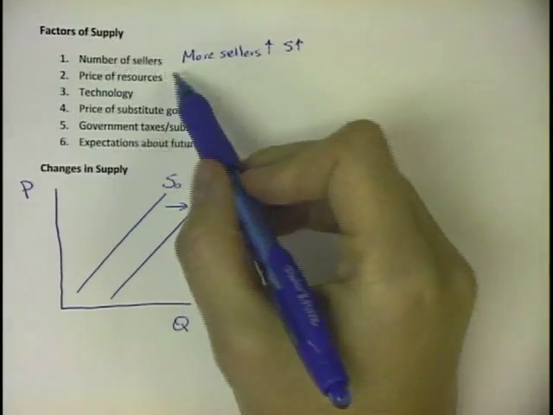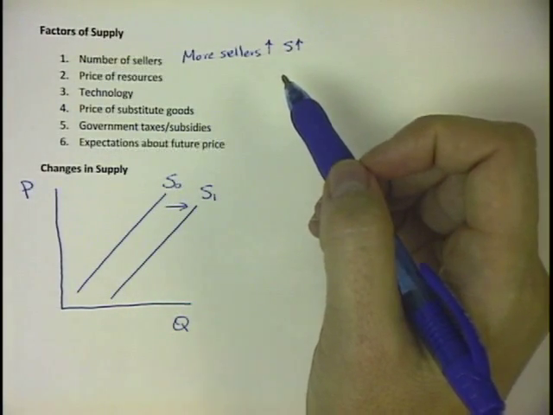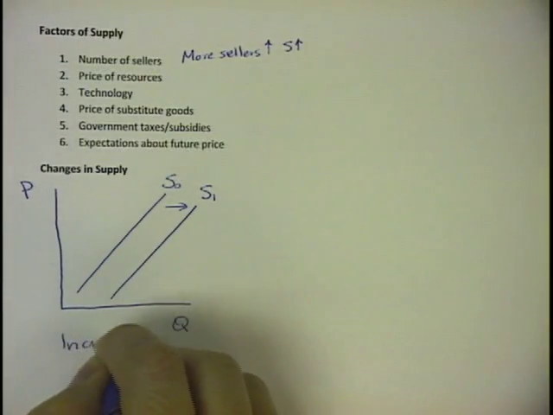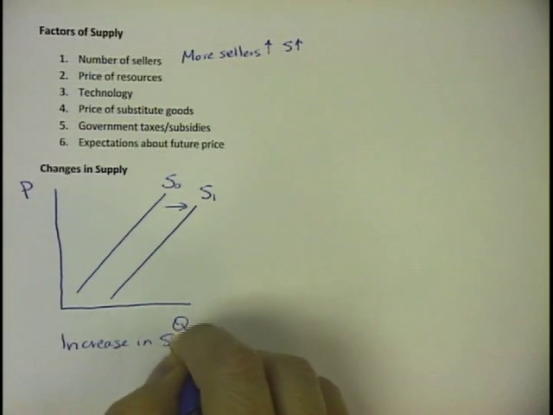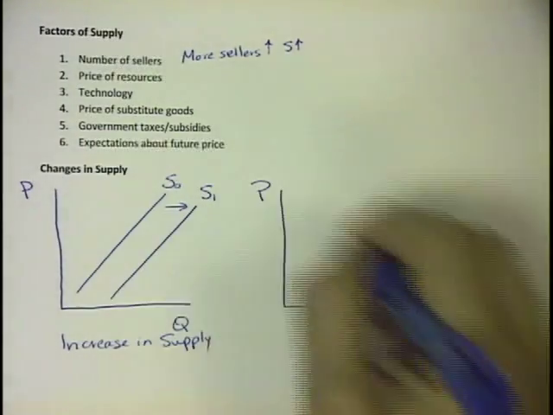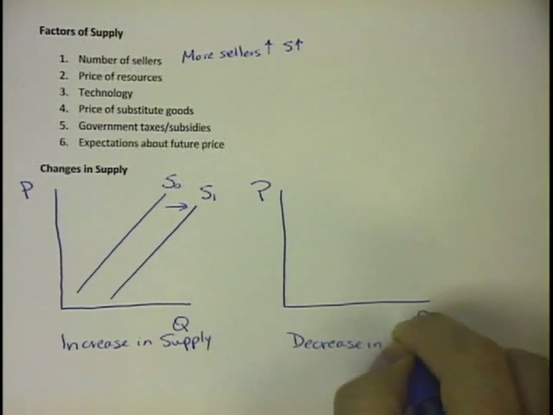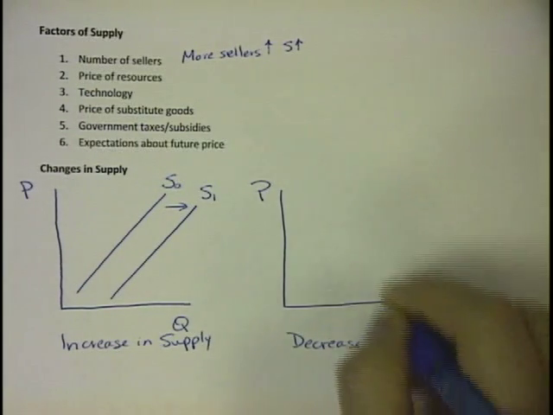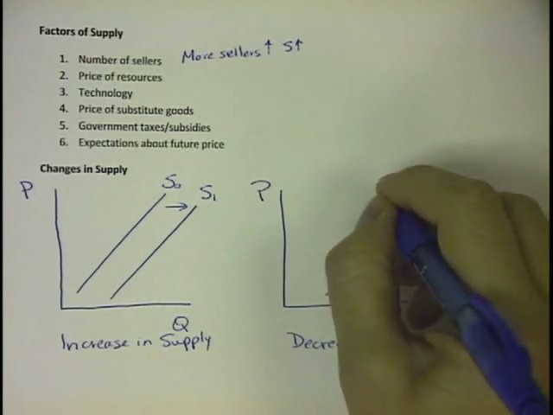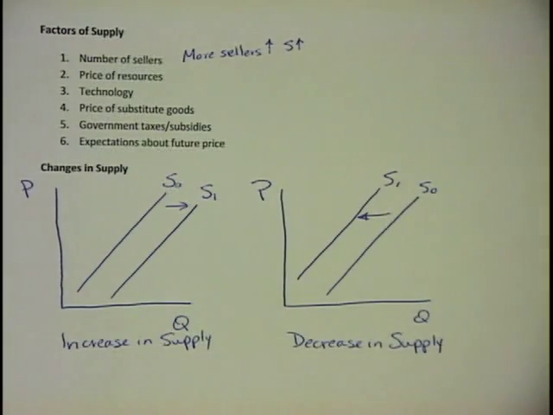So we could say the opposite here. If there's fewer sellers, if some pizza restaurants go out of business, then supply would decrease. So this one's an increase in supply. A decrease in supply would shift to the left. So we have price, we have quantity, we have decrease in supply. Any decreases go to the left, any increases to the right. So our supply would shift to the left for a decrease in supply.